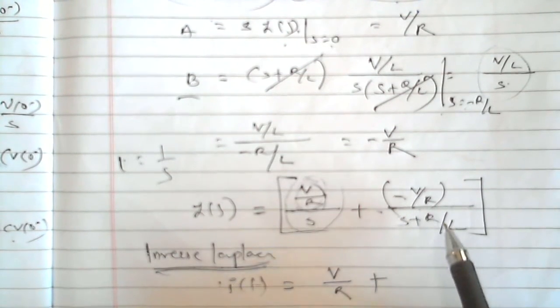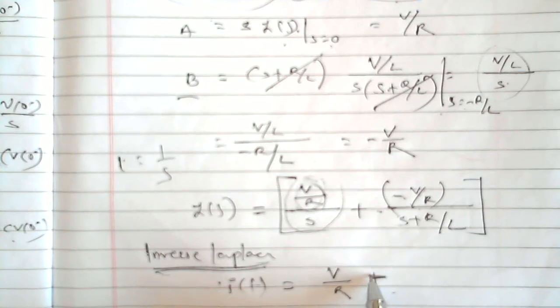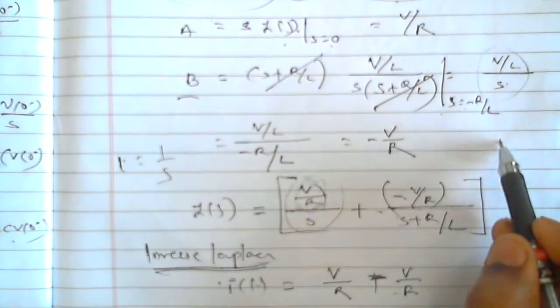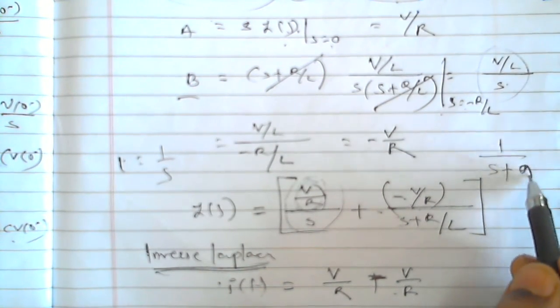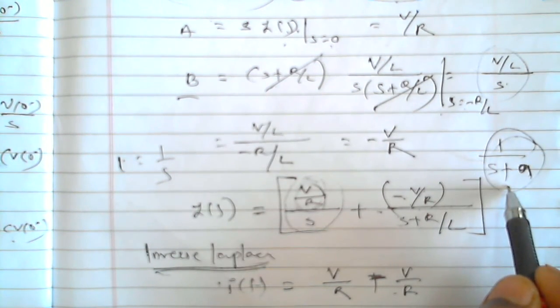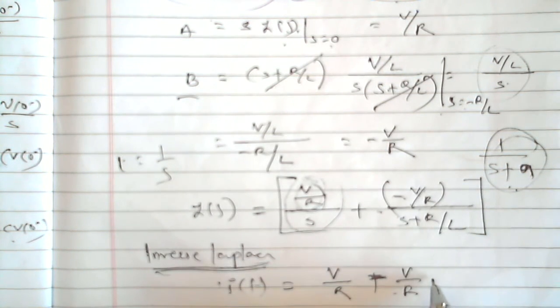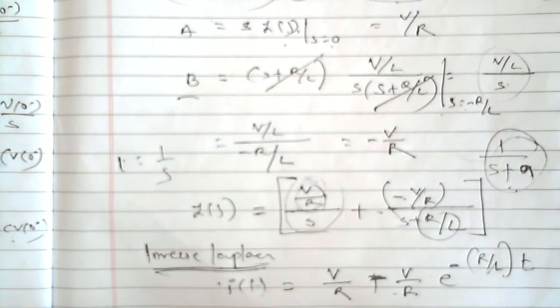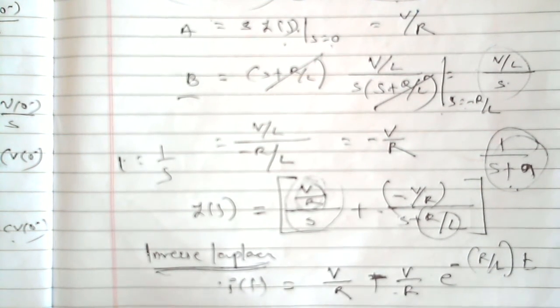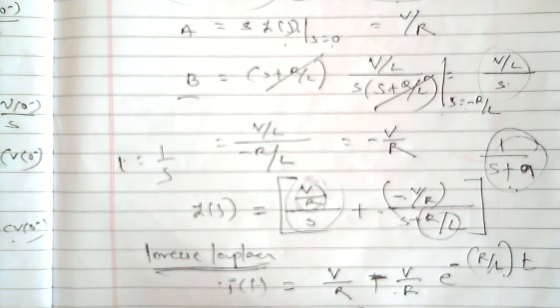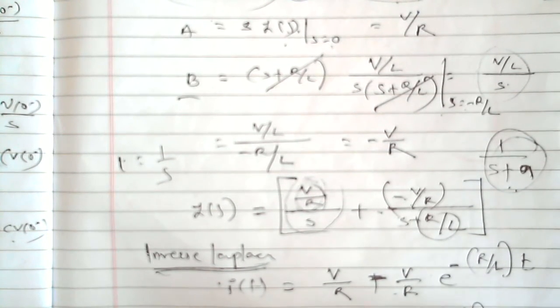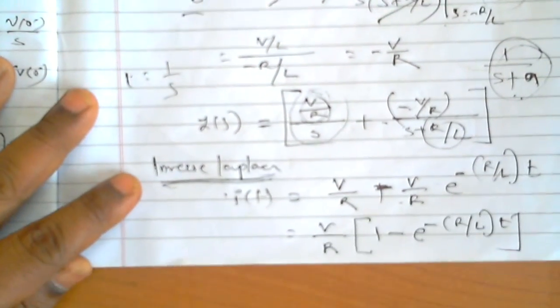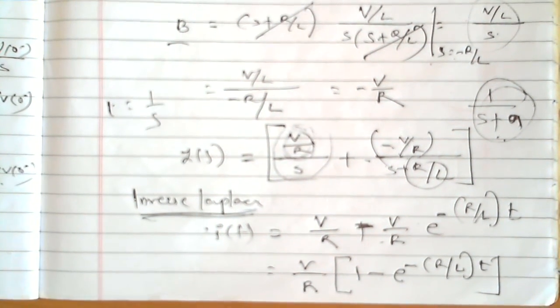Similarly here, minus V by R is a constant, so I will write it as minus V by R. Now 1 upon S plus a is the Laplace of e raised to minus a t. So I will write here V by R e raised to minus R by L t. If I take V by R common, the answer will be 1 minus e raised to minus R by L t. So this is how we can solve a resistor inductor circuit.